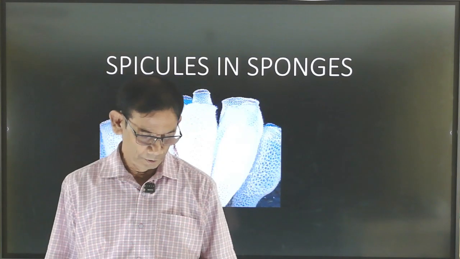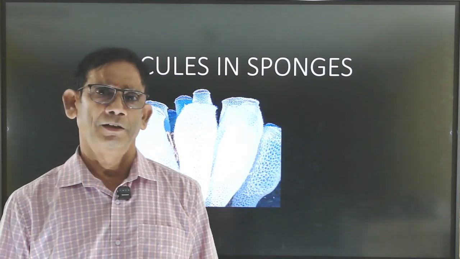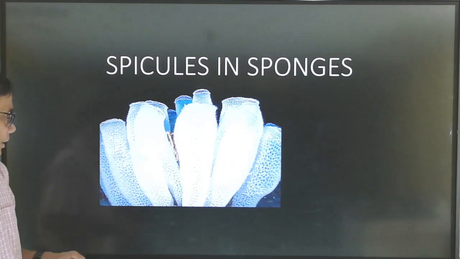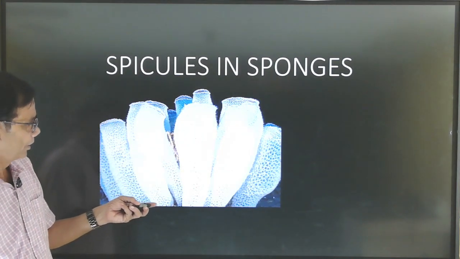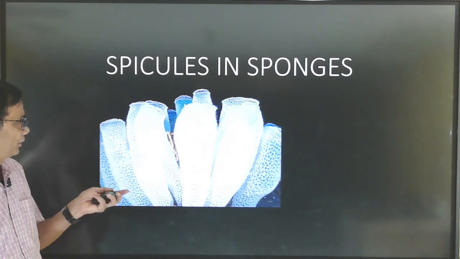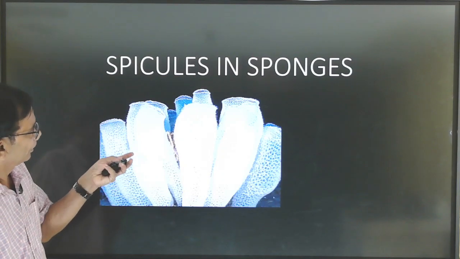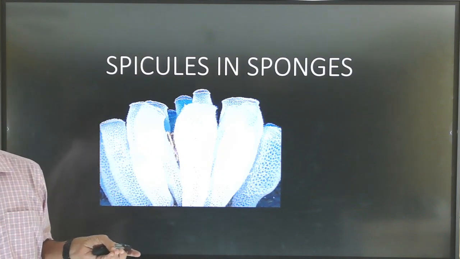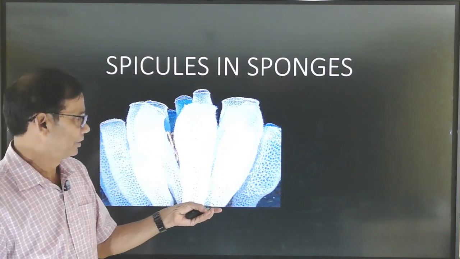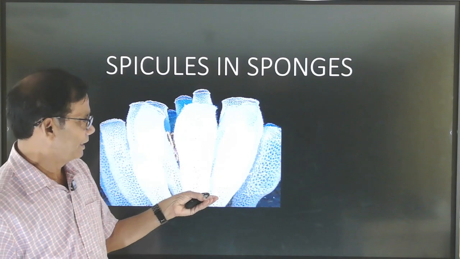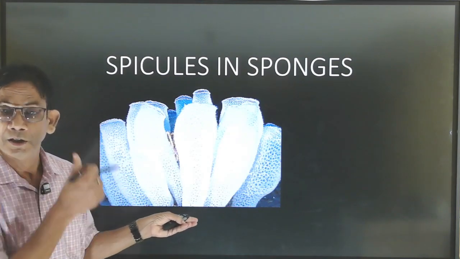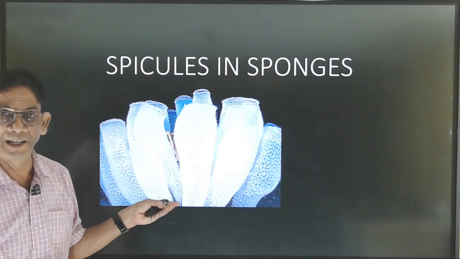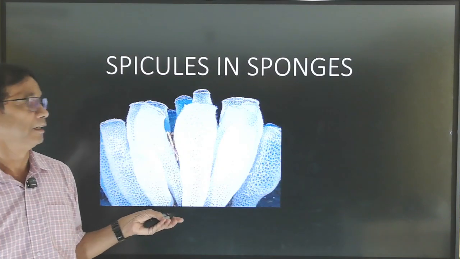Hello. So today I am here to deliver a lecture about the spicules in sponges. See the picture. This is a type of sponge used in Japan as a gift for the newly wedded couple. It is called glass sponge and the specimen is Euplectella.